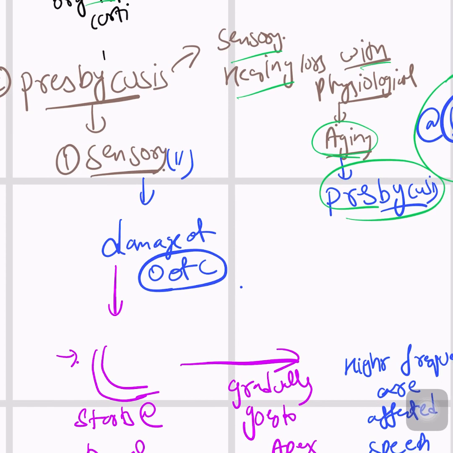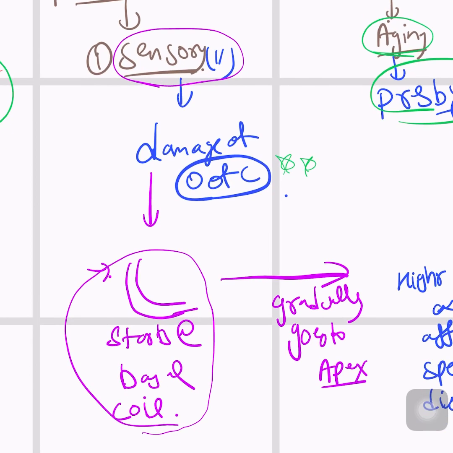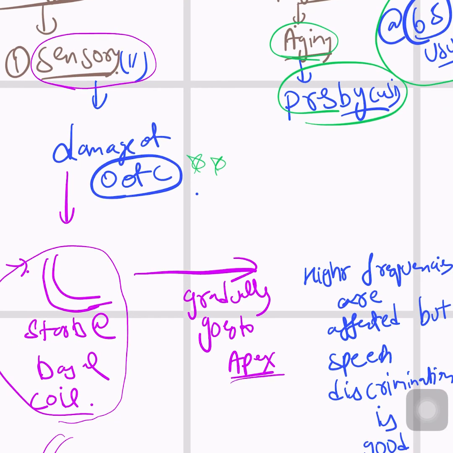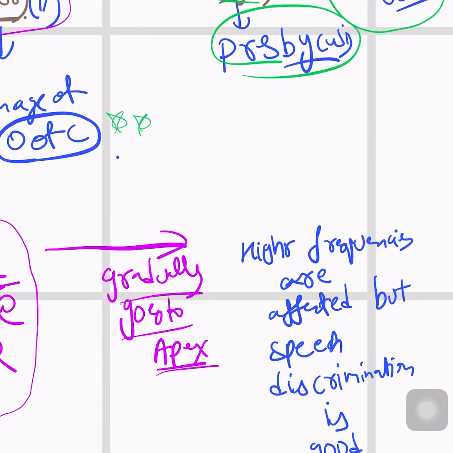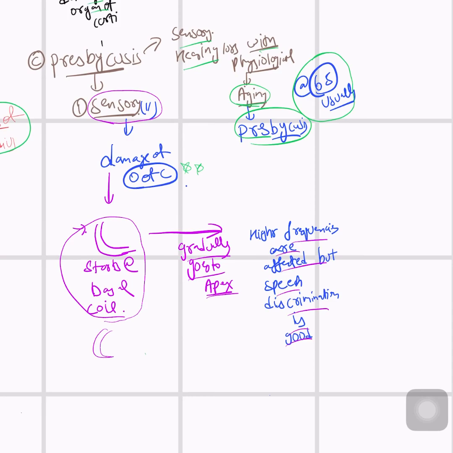But remember, presbycusis could be of multiple types. We are specific about sensory presbycusis, which is damage to the organ of Corti. Here the damage starts at the base of the coil and gradually goes to the apex. The catch here is that high frequencies, very high frequencies, are affected, but speech discrimination is still good enough. So this kind of ends this complete video.